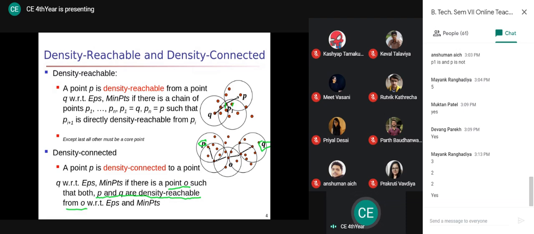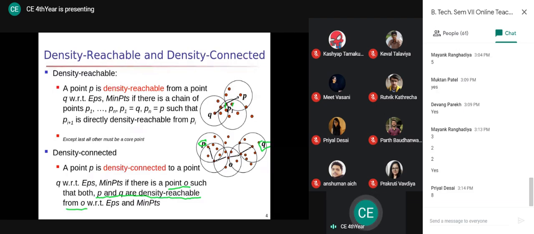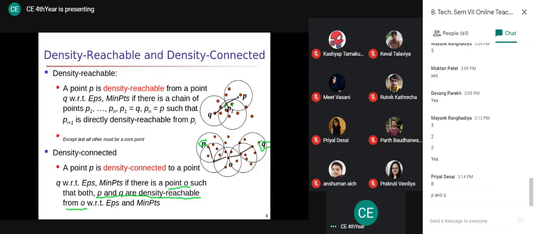Then what about the second line? If you just read the second line, both P and Q are density reachable from O. And whenever we say from O, something should be reachable. So O must be a core point. Priyal says 8. So which 2 you have excluded, Priyal? P and Q. Right, correct.